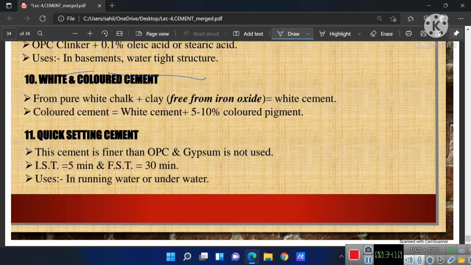Now quick setting cement. Now this cement is finer than OPC and gypsum is not used. Initial setting time 5 minutes and final setting time 30 minutes, used in running water or underwater.